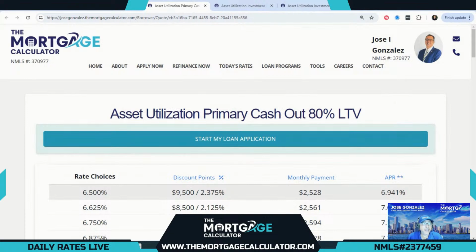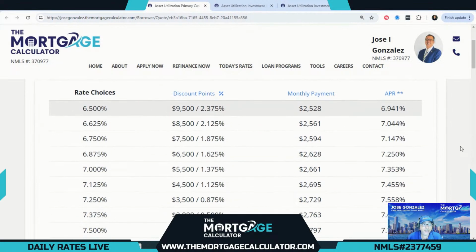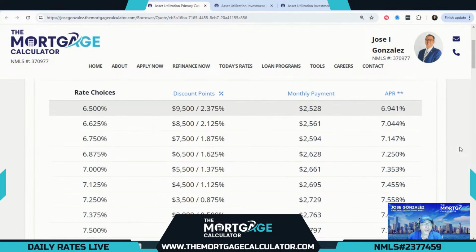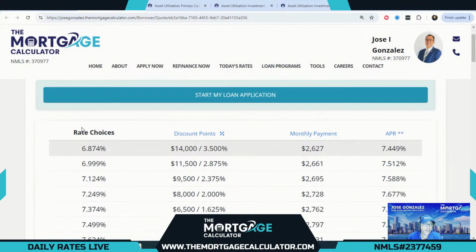And now for some cash out options. Last two options here are cash out. Here is our asset utilization primary cash out, maximum loan to value is 80%. But do notice as we lower the LTV, look at the cost on those rates. 7.625 is at par. And you can buy that down all the way to 6.5% at a cost of 2.375 points. And our last option here is our asset utilization investment property cash out, also amazingly 80% LTV.